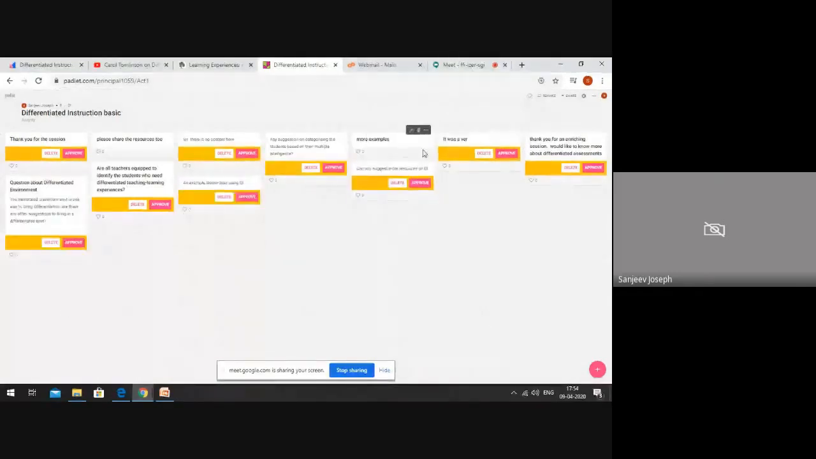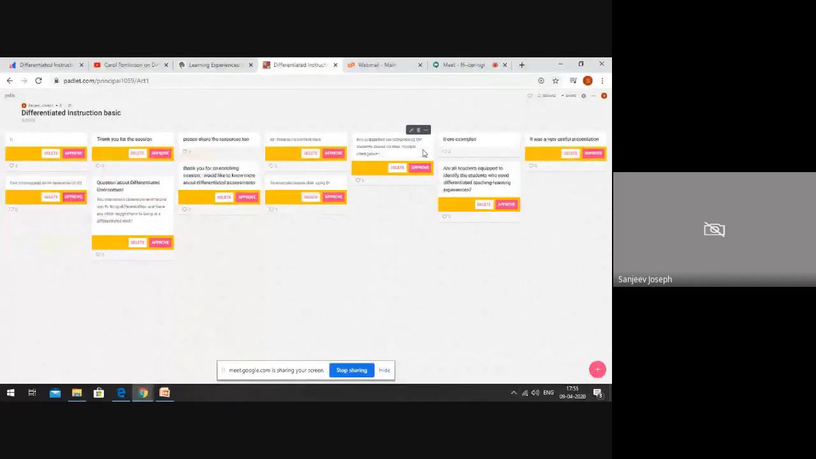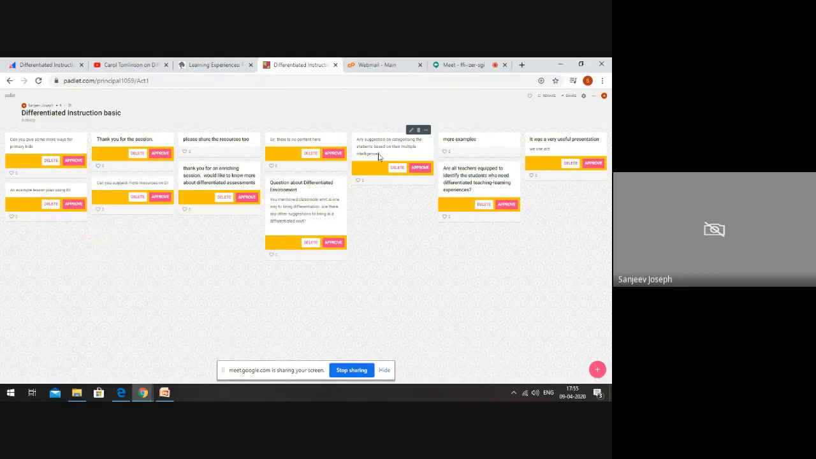Any suggestion on categorizing the students based on their multiple intelligences? Yes, as I told you, there are three ways which I've discussed: auditory learners, kinesthetic learners, and so on. You can go through that particular book and have a look, and we can discuss the same thing once we have the time to do that.